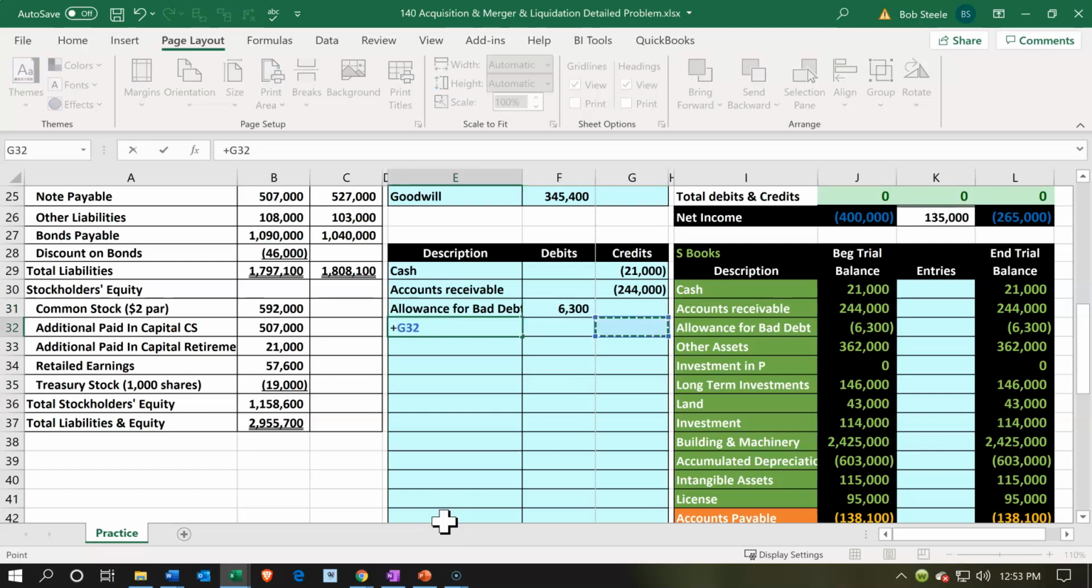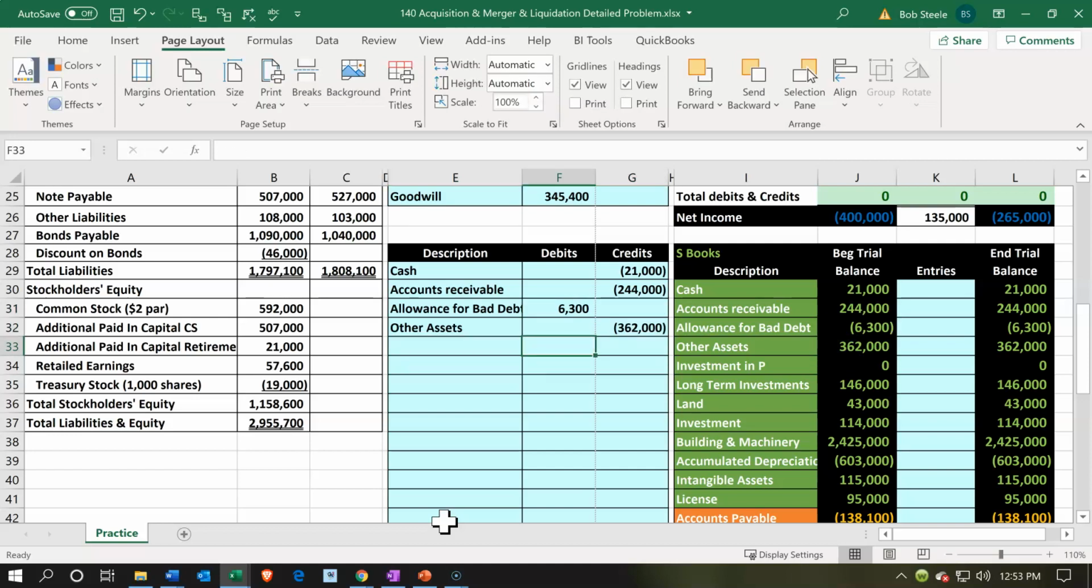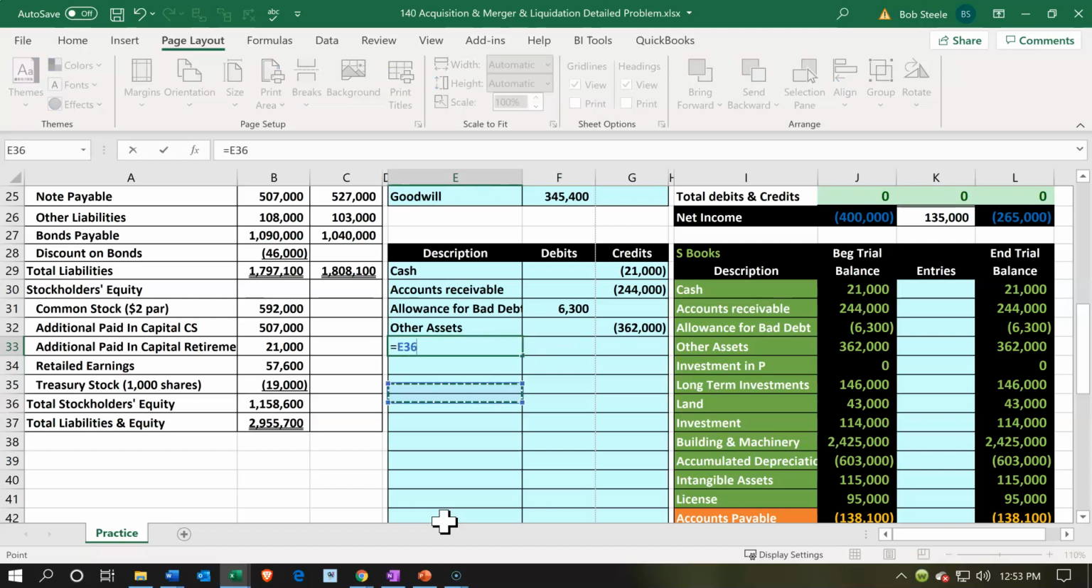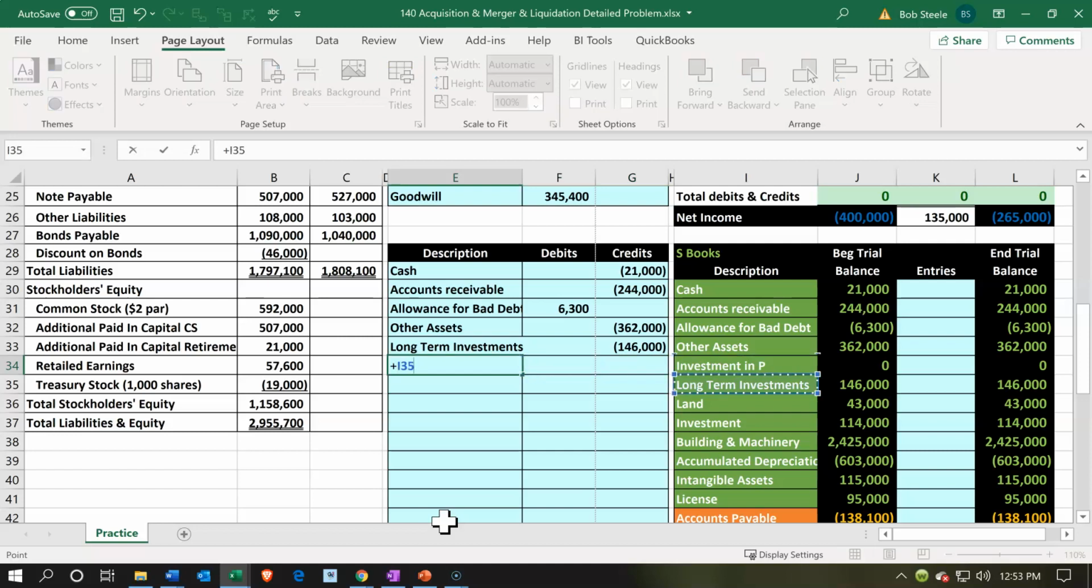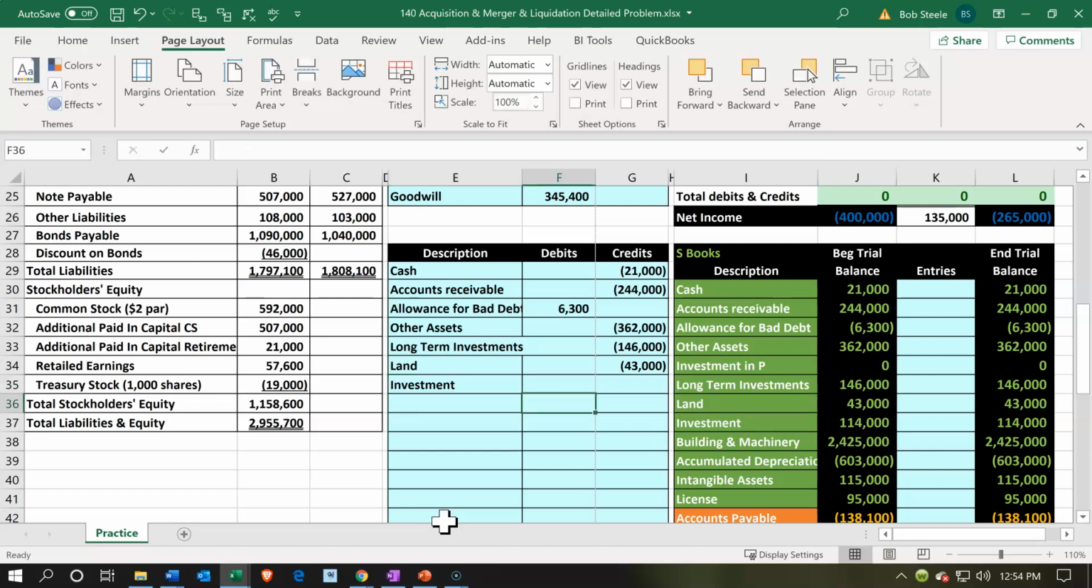And then we've got the other assets. It's got to be credited to go away, so we need to credit that one. And then we have the long-term investments. We're going to need a credit there to make it go away. And we have the land that has been purchased, and so we're going to credit it to go away. And then we have the investment. I just need an equal investment, and we're going to credit it to make it go away.